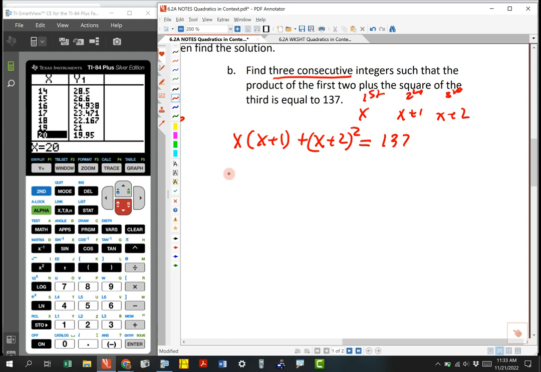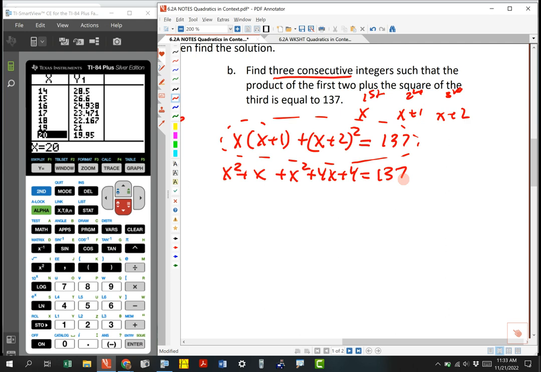And now we're going to multiply. So this is the right part. If you can get to here, you can probably solve it. So this is x squared plus x. This one, if you're good at squaring those binomials, this one is x squared plus 4x plus 4, and that has to equal 137.